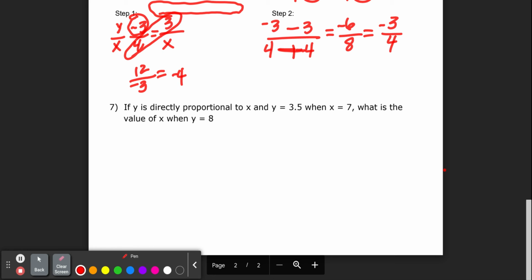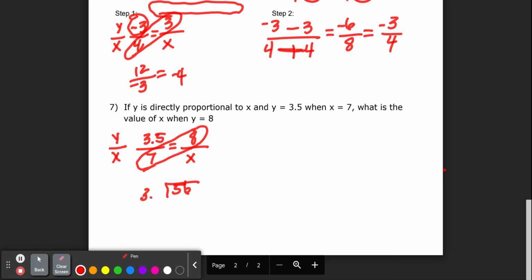All right, and on the last one here, we're going to do this all by yourself. If y is directly proportional to x, so again, that's y over x. When y is 3.5 and x is 7, what is the value of x when y is 8? So we're going to take this right here. There's your bat. So 8 times 7 is 56. Ooh, and we're going to divide that by 3.5.